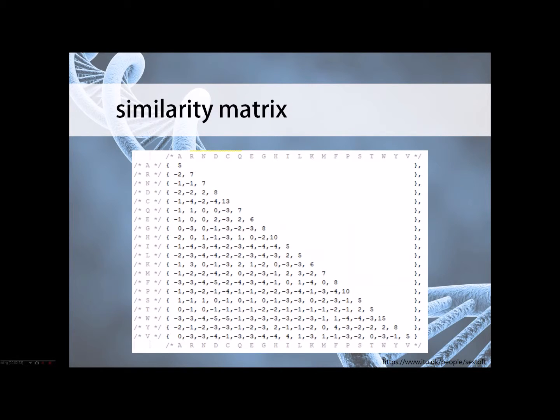Here's an example of a similarity matrix, which contains the match scores between all amino acids. This is used to fill in the scoring matrix when you start to align the sequences. This particular matrix is called BLOSUM50, and it's a pretty commonly used matrix.